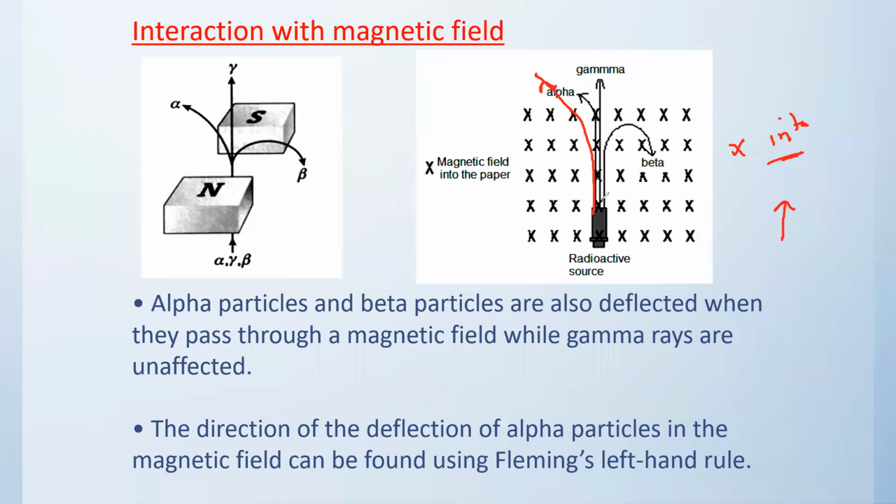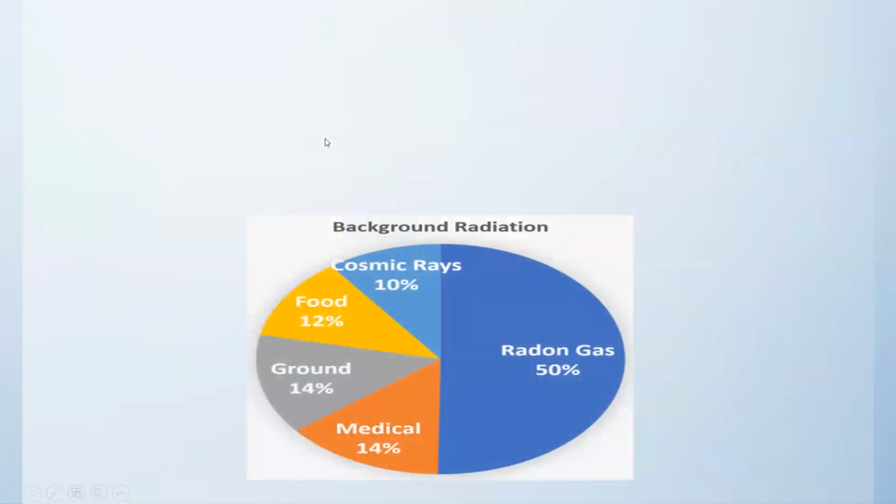And beta will be opposite. You can use the right hand, or you can use the understanding that beta will be opposite of alpha, so it will deflect in the opposite direction. And beta should have a large deflection, so greater curvature compared to alpha, and gamma does not have any deflection.